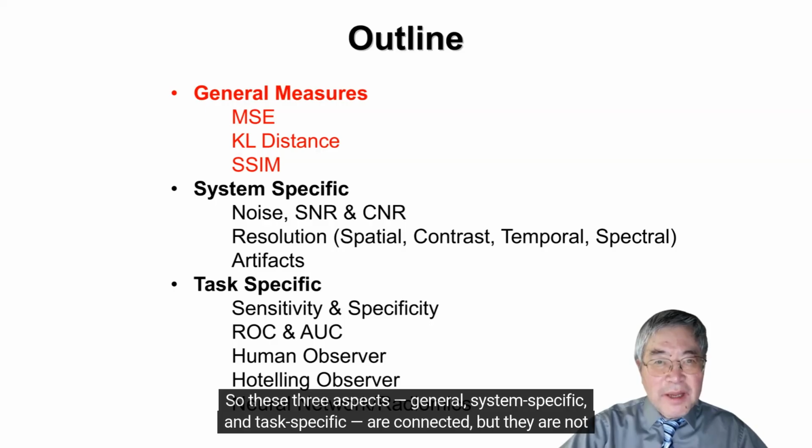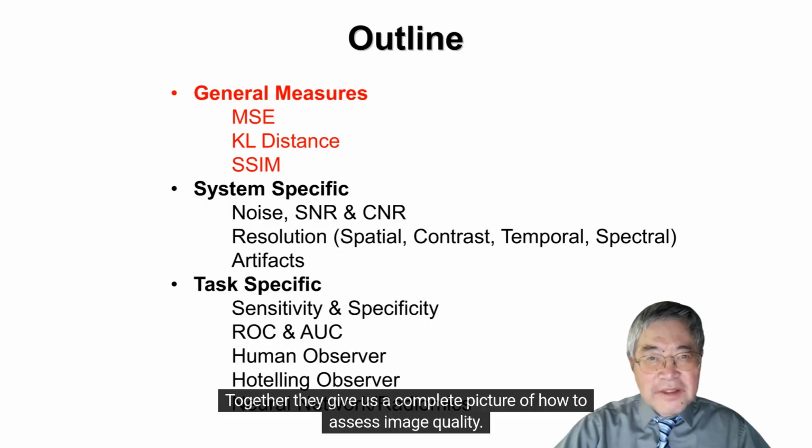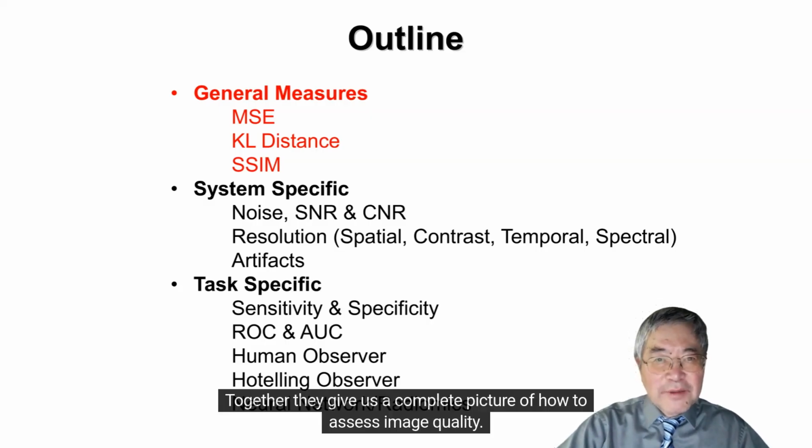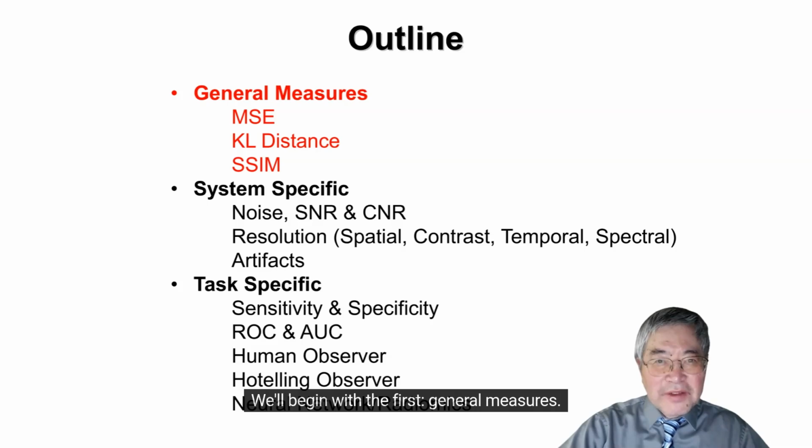So these three aspects, general, system-specific, and task-specific, are connected, but they are not identical. Together they give us a complete picture of how to assess image quality. We'll begin with the first, general measures.